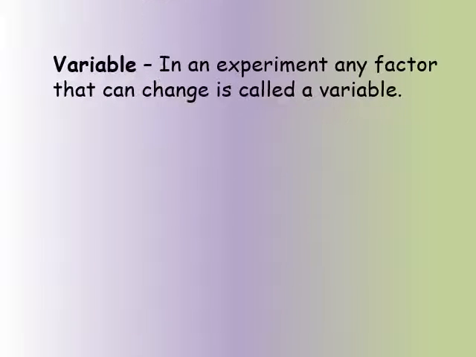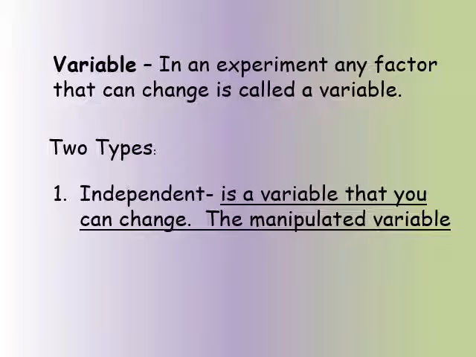In an experiment, any factor that can change is called a variable. We have 2 types, independent and dependent. An independent variable is something that you can change. It's also known as the manipulated variable. In our previous slide of the example of the plant, the fertilizer would be considered the independent variable.